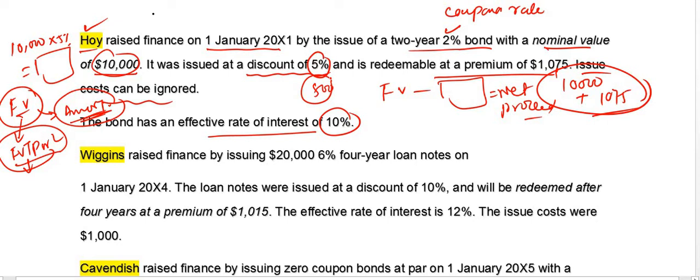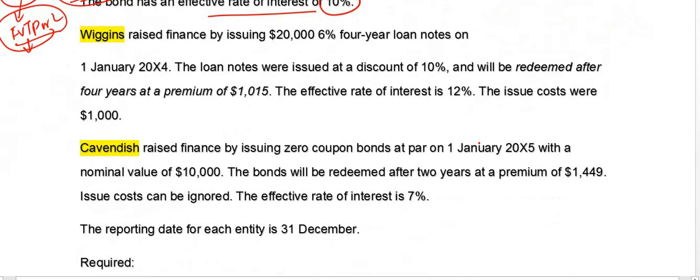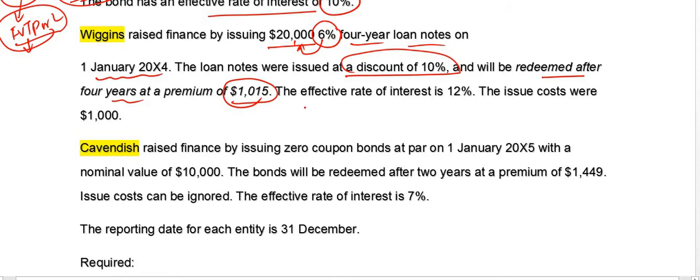Now we have the second transaction, and this also we will discuss. W raises finance by issuing 20,000 loan note, and this is for 4 years. And the coupon rate is 6%. On 1st January 2001, the loan note were issued at a discount. So here is again a discount, so you will deduct this amount from this amount, and the coupon rate will be applied for cash payment, and redeemed after 4 years at a premium. So this amount will be added as a premium in effective interest, which was the finance cost, and issue cost were this amount.